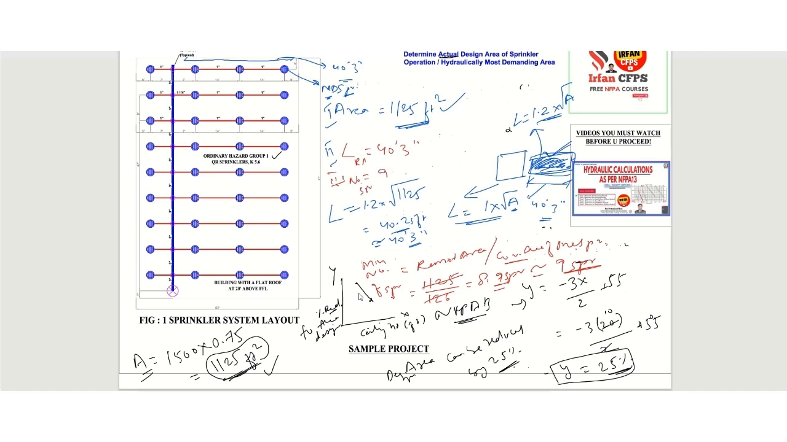So in this step 5 we calculated the remotest area of sprinkler operation, the length of the remotest area, and the number of sprinklers. In the next step we shall draw the rectangle, or we can say the hydraulically most demanding area.